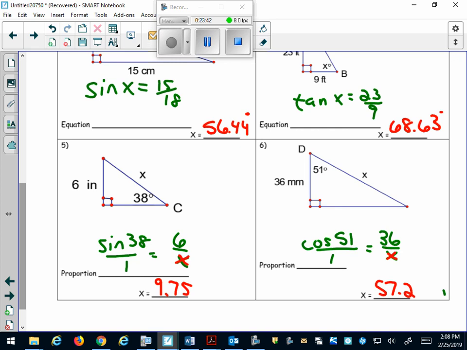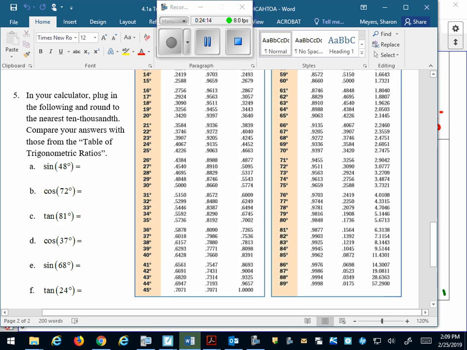What about tangent? Can the tangent ever be greater than 1? Tangent is opposite over adjacent. Could opposite be longer than adjacent? Sure. So the top number could be greater than the bottom number, which would make the tangent greater than 1. Remember this chart that I just showed you? Look at the tangents. 1 whole, 2 whole, 3 whole, 4 whole, etc. Goes up to 57. Right? So tangents can be greater than 1, but sine and cosine cannot.